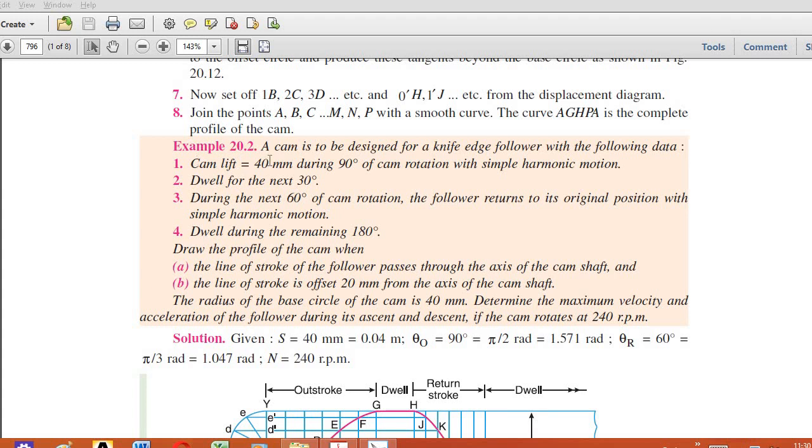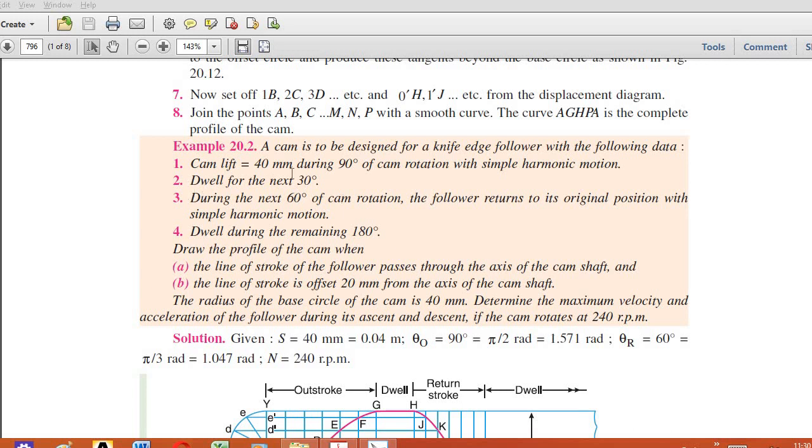So cam lift is given as 40 mm. You write down capital S is equal to 40 mm, that is equal to 0.04 meter, and during 90 degree of cam rotation. So this lift is for the 90 degree of cam rotation. So there is a lift, so it is called the angle of ascent. Theta naught you write down for angle of ascent, that is equal to 90 degree, or you can say it is equal to pi by 2 radian, which value is 1.571 radians.